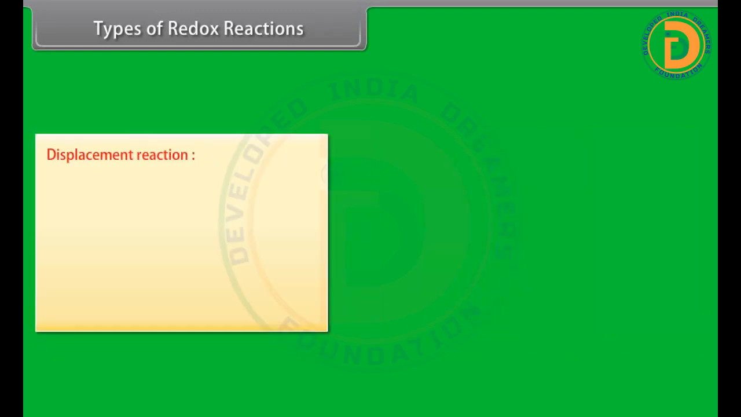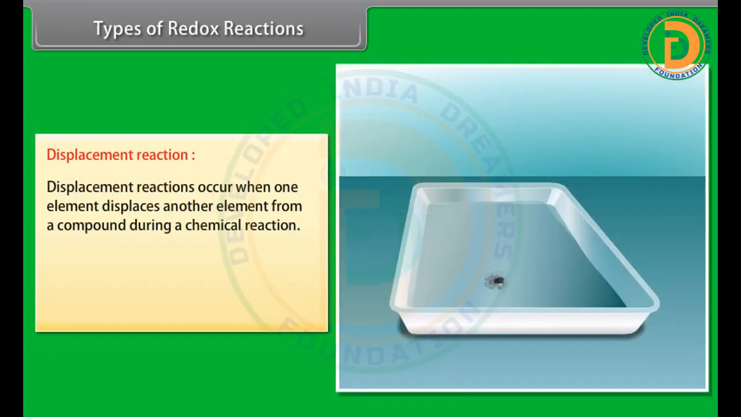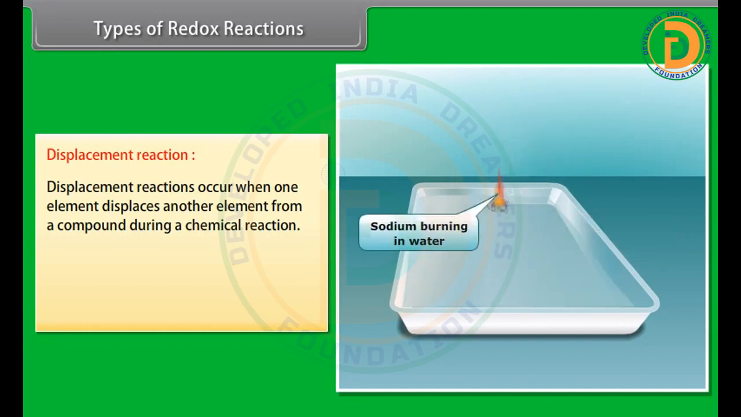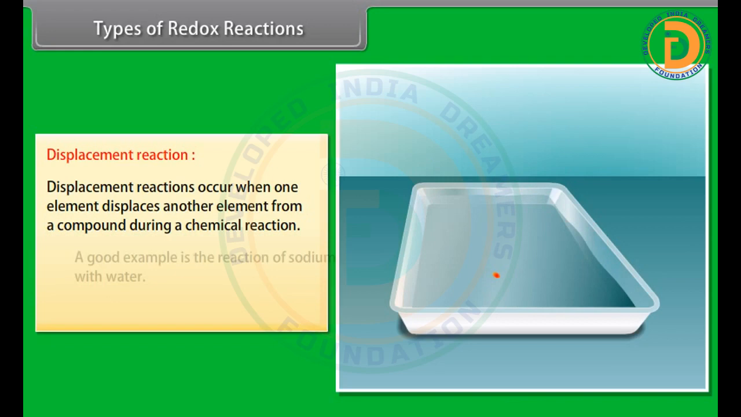Displacement reaction. Displacement reactions occur when one element displaces another element from a compound during a chemical reaction. A good example is the reaction of sodium with water.